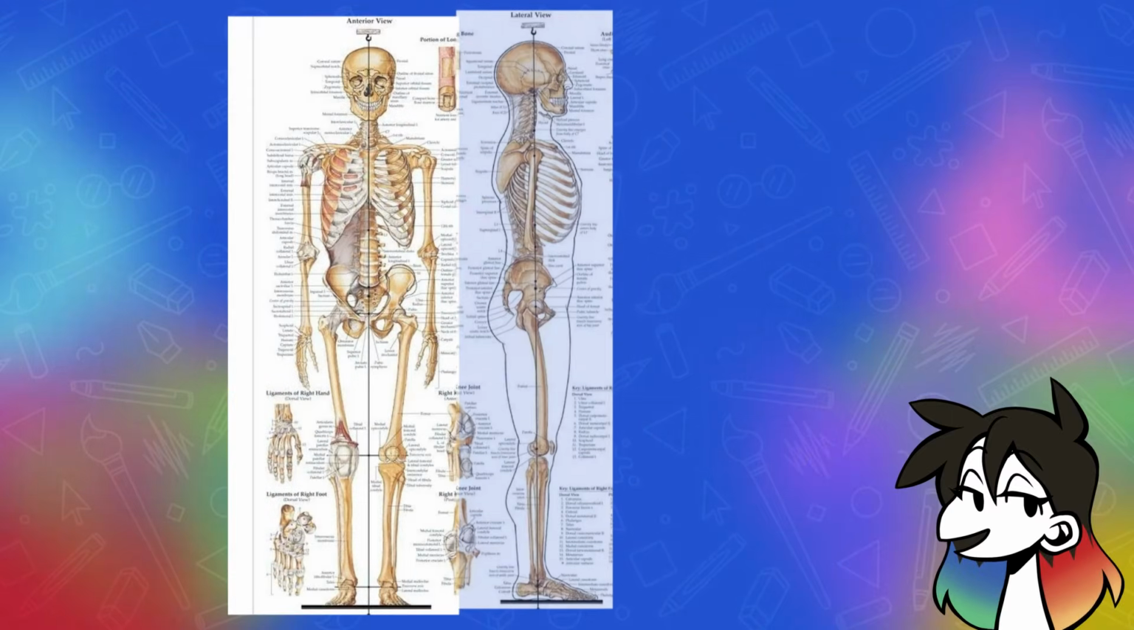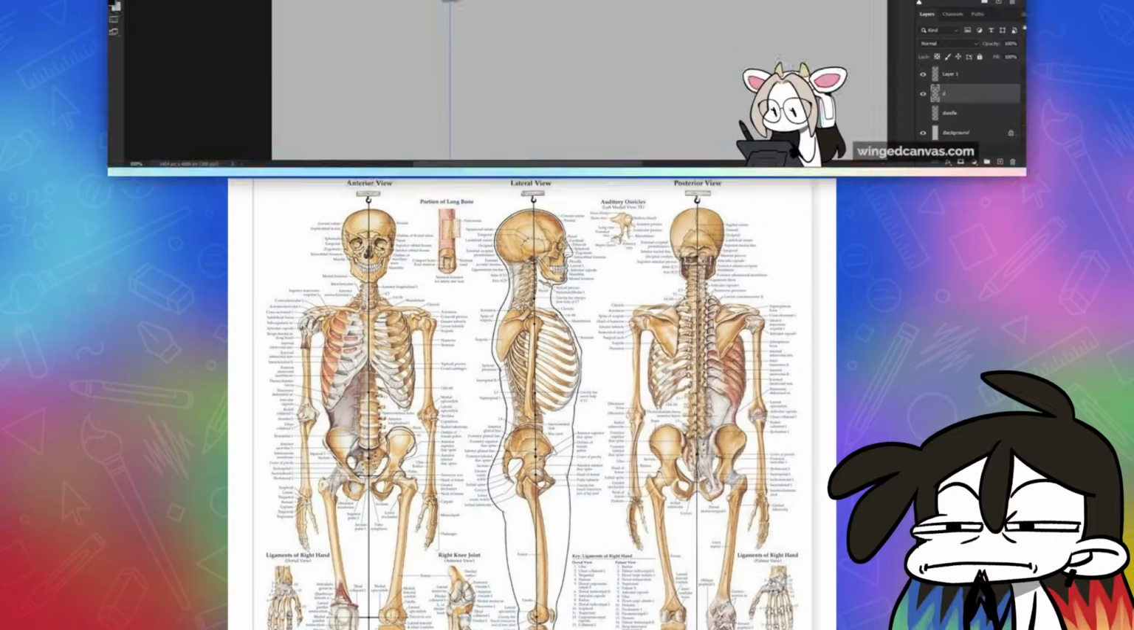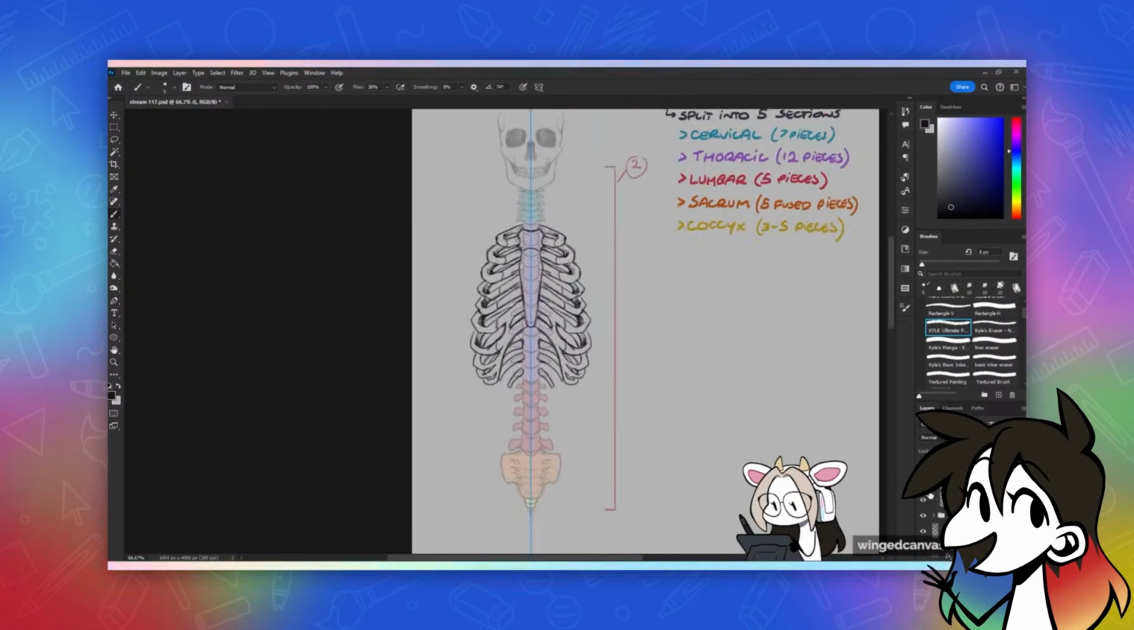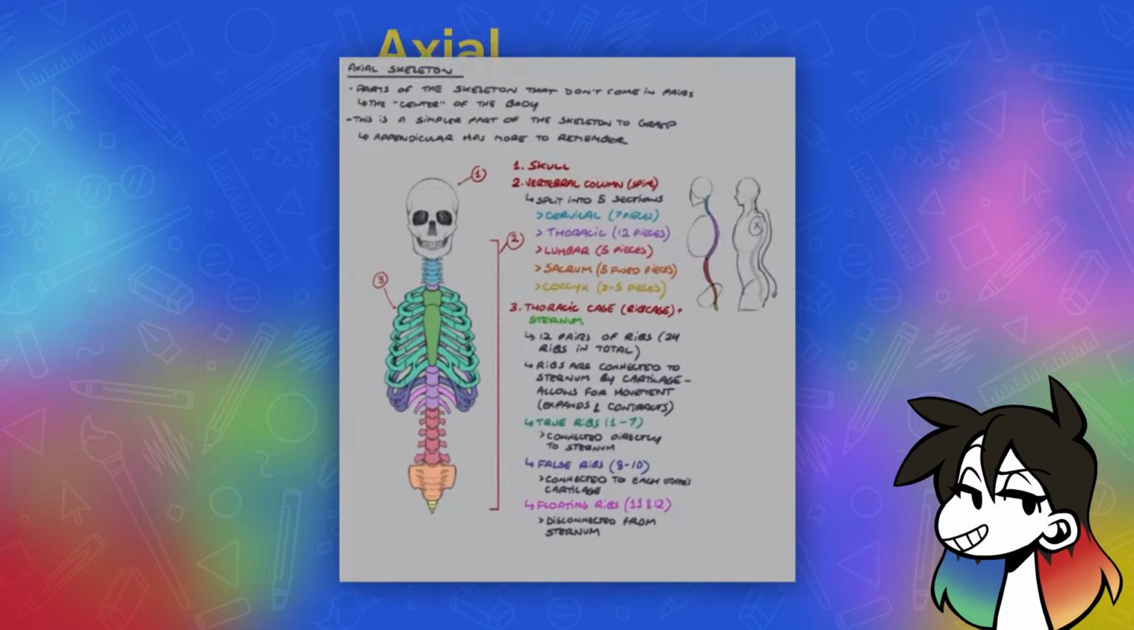The skeleton can seem pretty intimidating when you first take a look at it, but it's actually a lot simpler than you might think. Breaking it down reveals just how simple it can be, so today we'll break down the first major section called the axial skeleton.